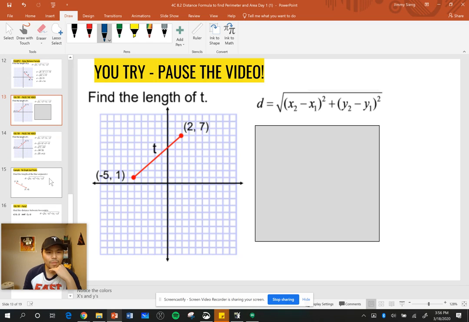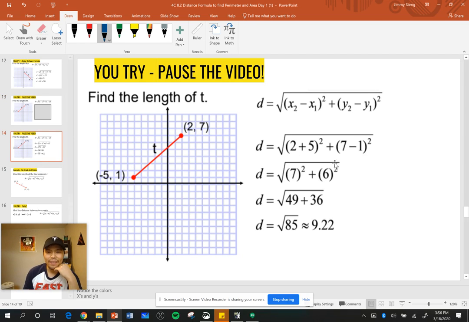Did you pause? Hopefully you did. Okay, well, I didn't write this out. I just have the answer right there, right? Where you have your x1. Let me just clarify all this, right? Your x1 is -5, and your y1 is 1, and your x2 is 2, and your 7 is your y2. All right, there you have it.